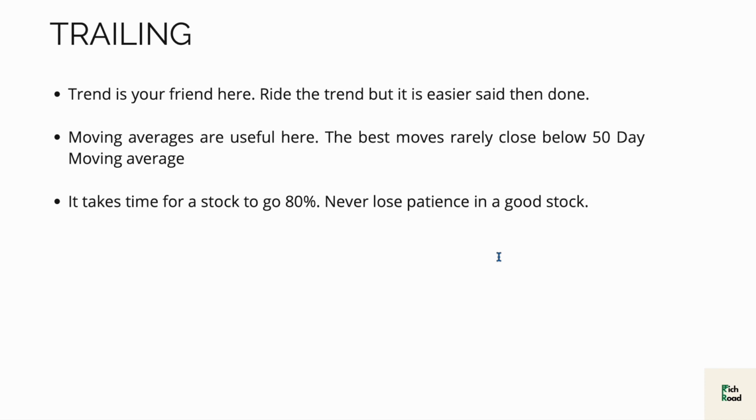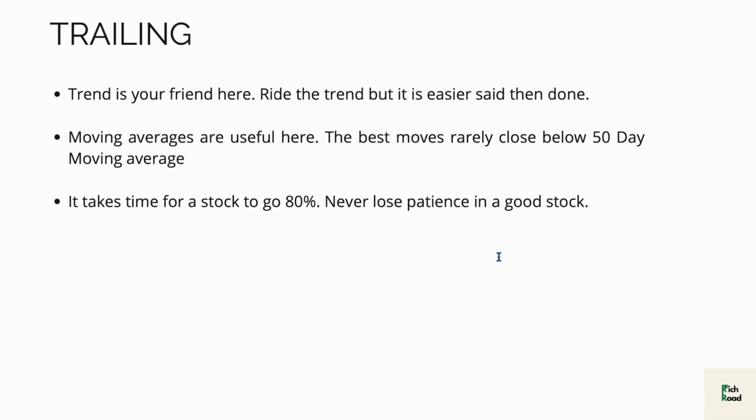So see, when you want to trail your positions, trend is your friend. But the problem here is that riding the trend is easier said than done. And why is that? Because in hindsight, you can say that you could have held the stock for a long period of time, right? In hindsight only is it possible to see that your stock is going to go up and up. But when you are in the stock, when you have your money in the given stock, it becomes very difficult to trust, especially when the price starts to come down.